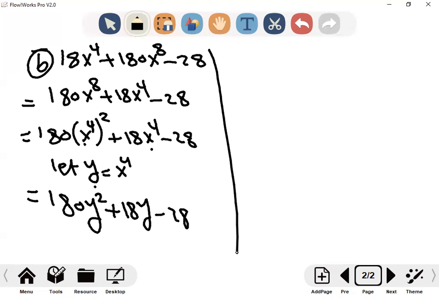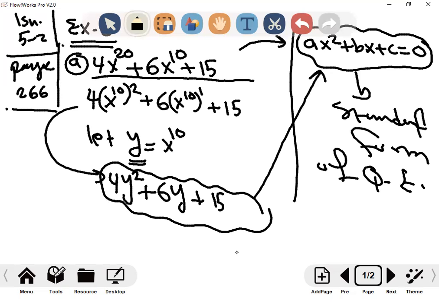Let me prepare it first, because it's not in a standard form. It's power 4, power 8, so I need to prepare it. Power 8, power 4: this is the standard form of any expression. I arrange it. The first one was prepared, ready: 20, 10. But this one is not prepared.